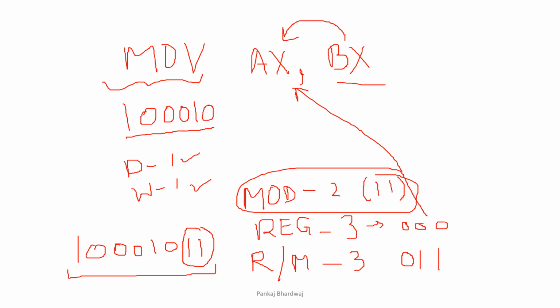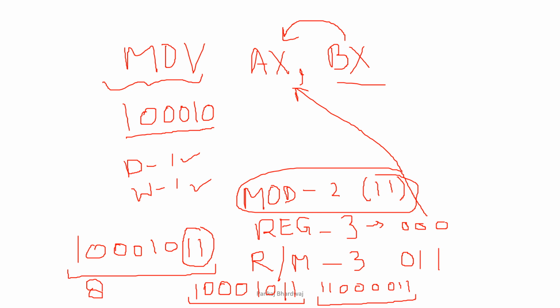So the total code will be 10001011, that is first 8 bits, and the other is MOD, that means 11, then REG, that is 000, and the other R/M is 011. So you can see this will be the opcode. You can have 1000, that means 8, 1011, that means 11, that is B. So 8B will be the opcode for MOV AX.